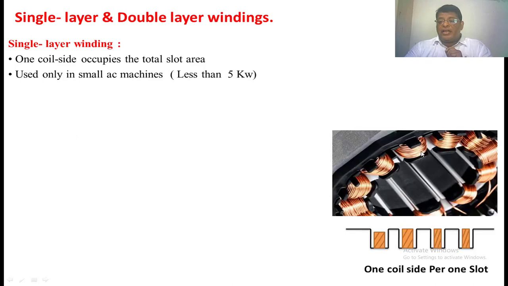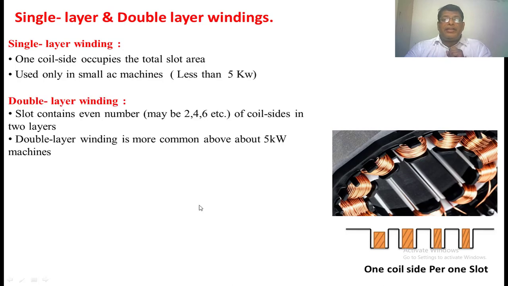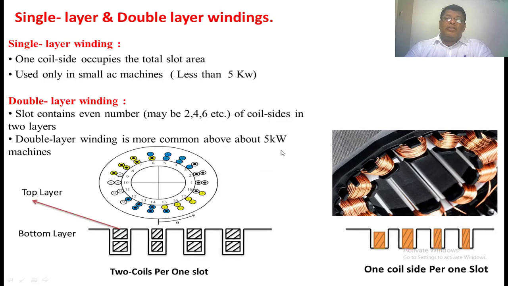This is the diagram for single layer winding. This is one slot. In one slot, we kept only one coil side. In a double layer winding, one slot consists of an even number of coil sides, nothing but 2, 4, 6, like that. It is very common to use the double layer winding for power ratings of more than 5 kilowatt.